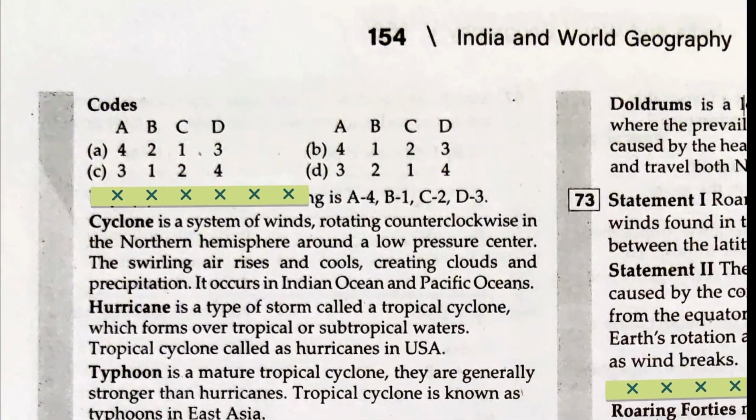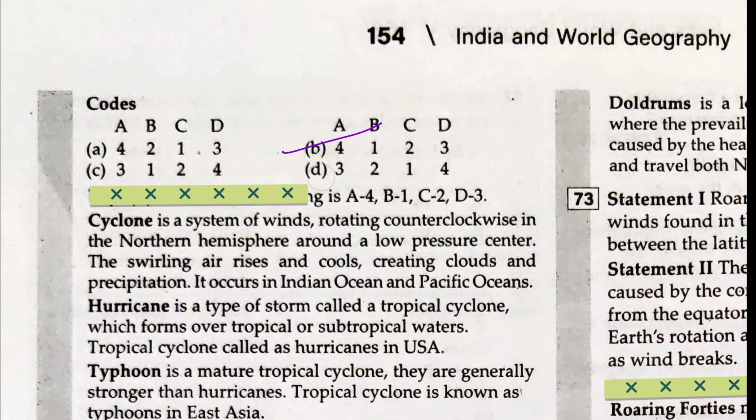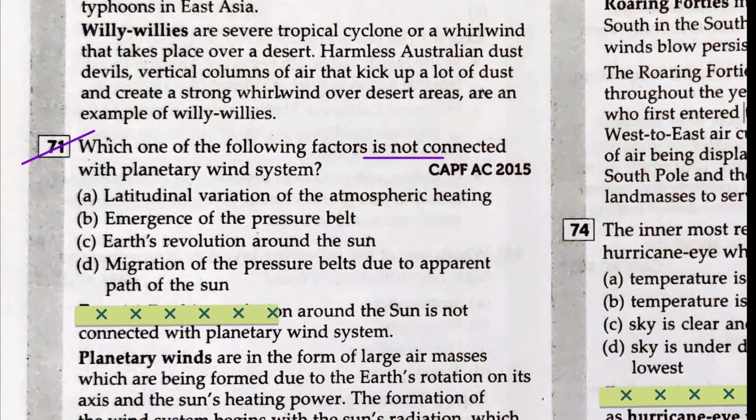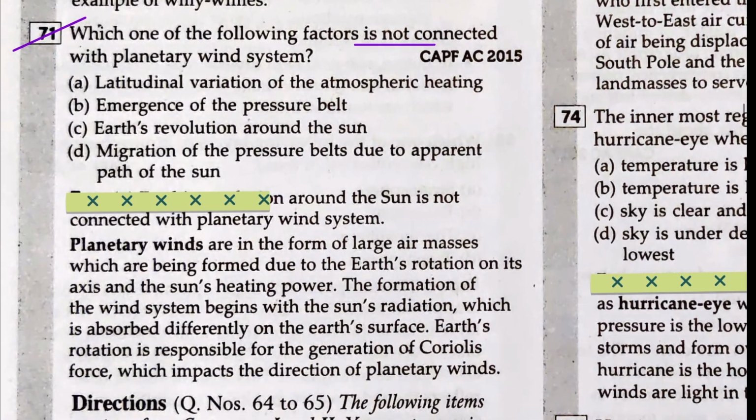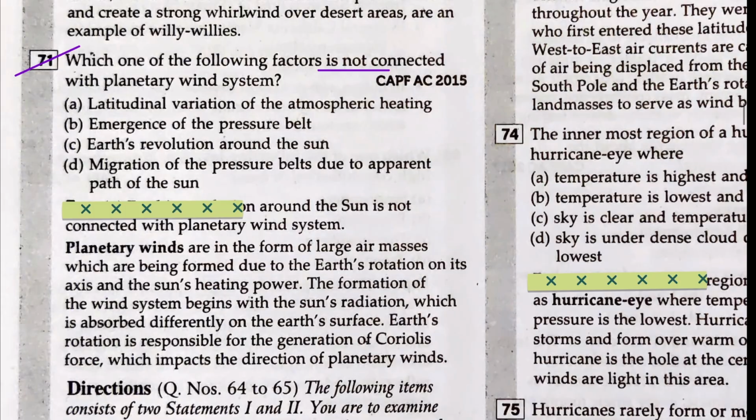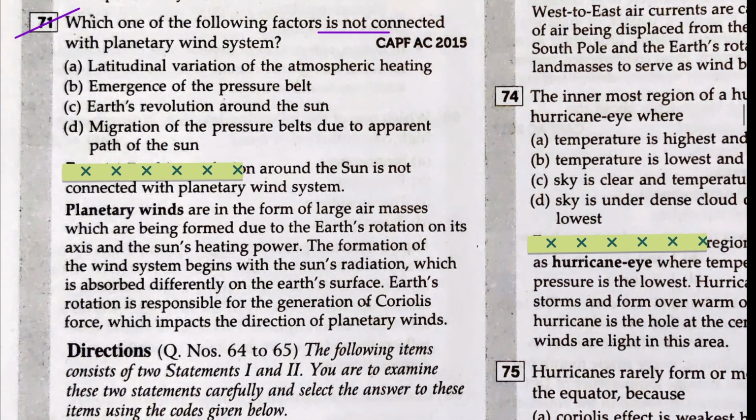4 1 2 3, B. Next question. Which of the following factors is not connected with planetary wind system? Planetary wind system, that is, we are talking about this phase.